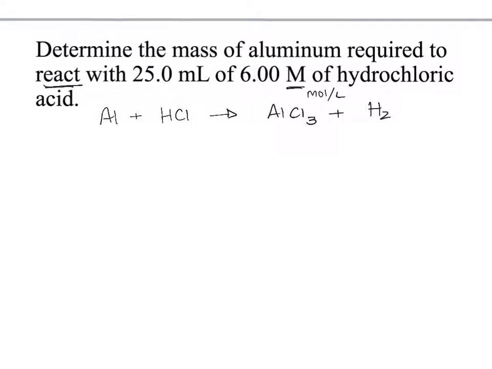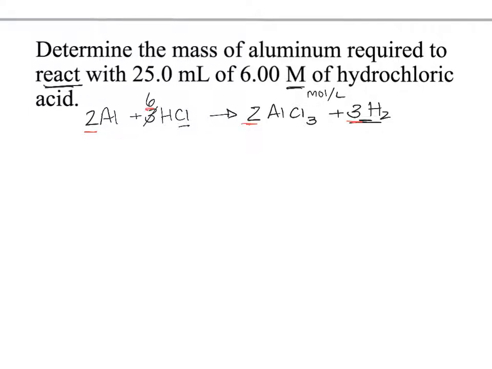Next, we just need to balance it. So I'm thinking if I put a 3 in front of here, that makes an odd number of hydrogens. So what if I do 6? Then I could balance out the hydrogens. Now I have 6 chlorine, so I need to put a 2 in front of here and a 2 in front of here. Remember that when you're balancing, you want to make sure that you can't divide all of the coefficients by the same number. So I can't divide them all by 2; they all shouldn't be 2, 2, 2, 2, for instance.